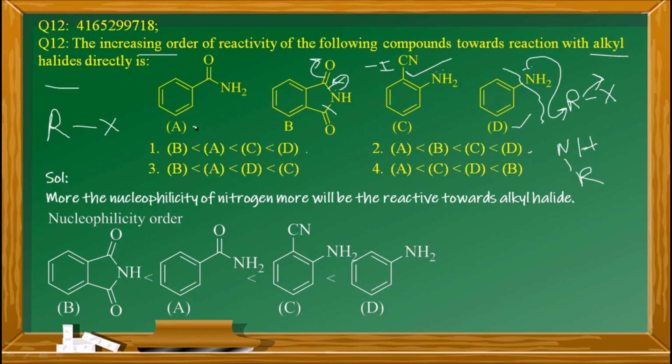Yes friends, this A is going to be more reactive because the delocalization is only towards one side, whereas in this phthalimide it is towards both sides. So the availability of lone pair is better in this amide compared to this phthalimide. So the order is D, next is A followed by B, that means option number 1: aniline followed by this orthocyanoaniline, this amide, followed by B, that is phthalimide. So option number 1 is the correct option, friends.